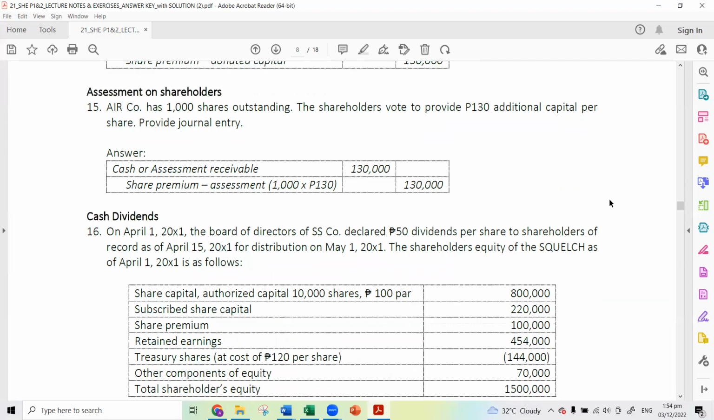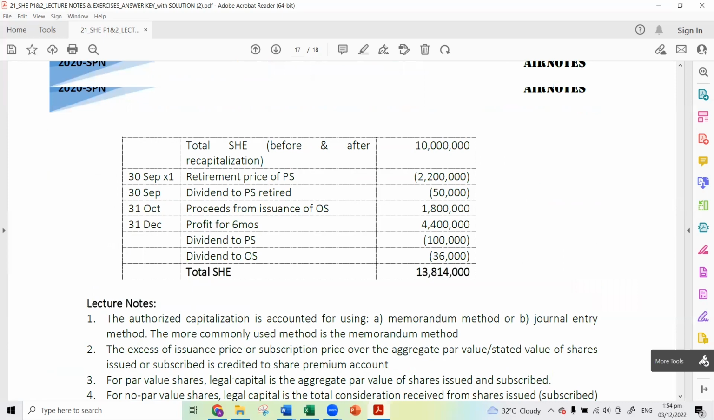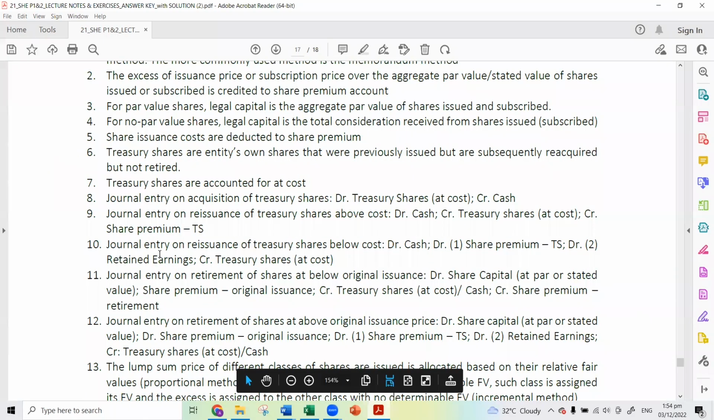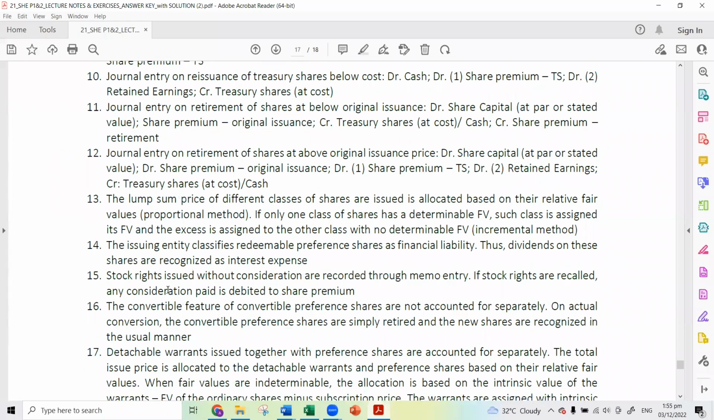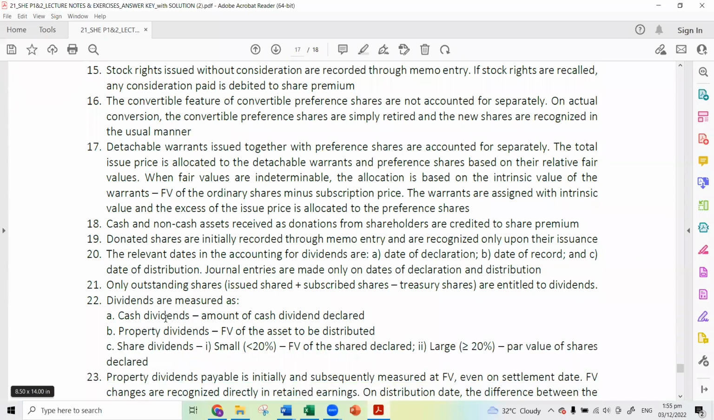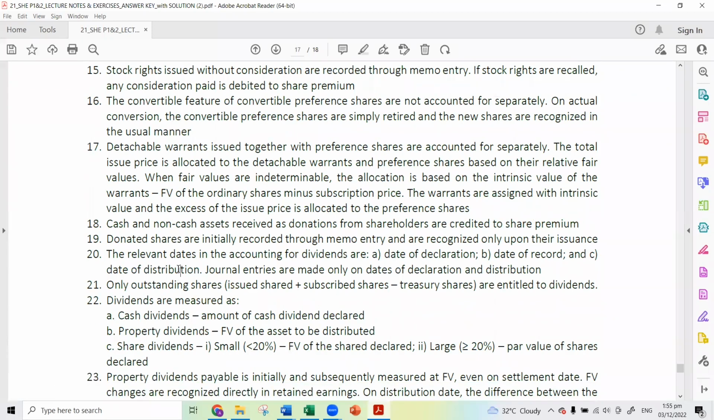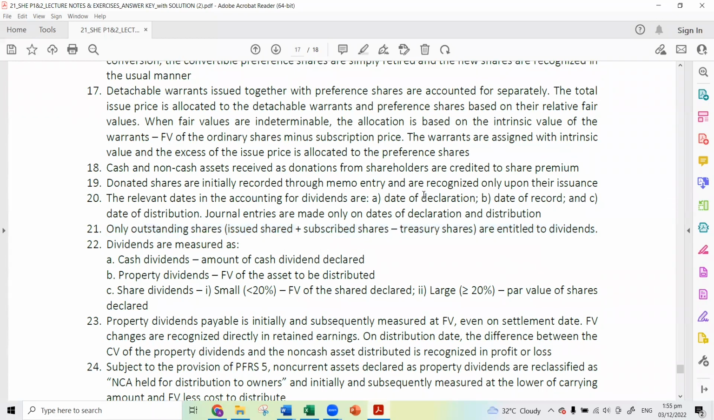Okay, so there are notes related to this. Nandito siya. Ito yan. So, yung pinag-usapan natin, lahat ng concept, nandito siya. Okay? Hanggang dito. Ito. Ito, hanggang item 19.